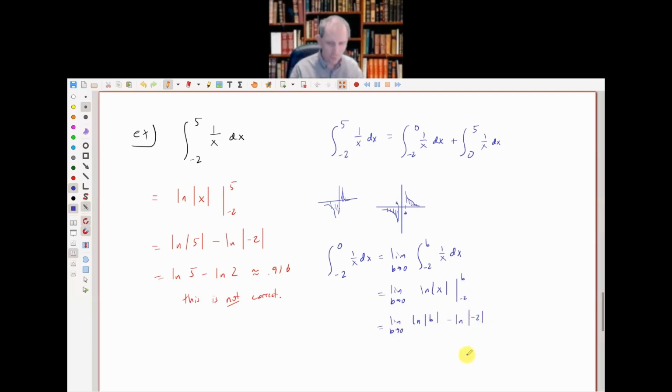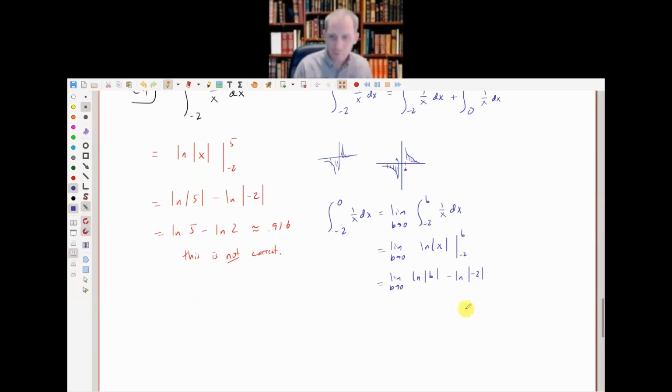And here those absolute values are completely necessary. I should be approaching this from one side, because my b is approaching 0 from the left. So I'm going to put that in there because sometimes that makes a difference. In this case it doesn't, because the b is inside absolute values, but it might sometimes.